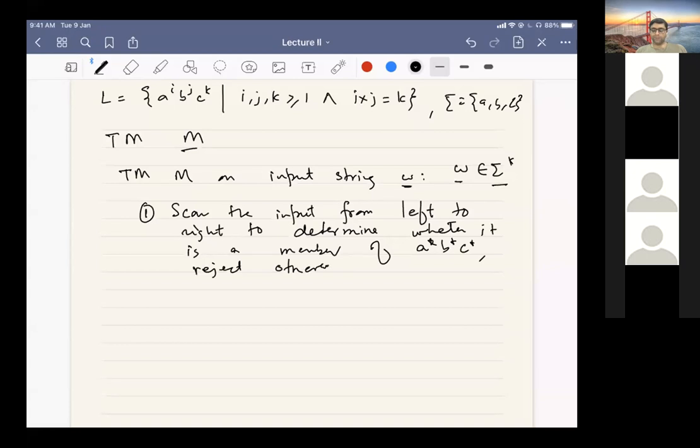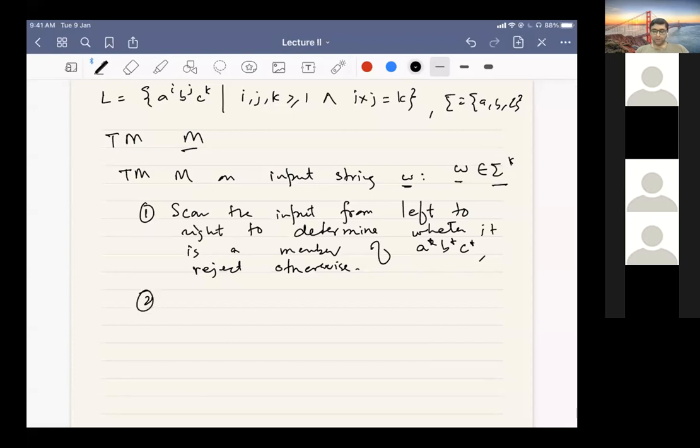Step number one is very simple. In other words, we are writing an algorithm. We say just scan the whole string from left to right and check if the string is in the form of A's, B's, and C's. There is no A after B, or no A after C, or no C before B or before A, and so on and so forth, right? So the individual characters of the string are in the general form of A's, B's, and C's, right? If there is any discrepancy, just reject.